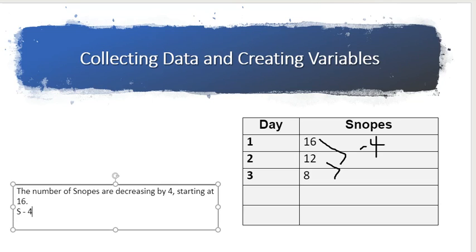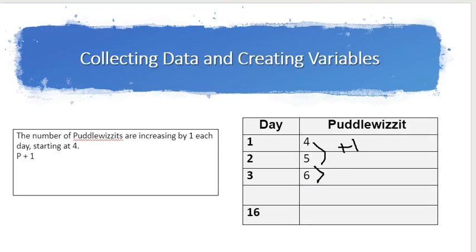Now, as we know, creating and developing patterns is a great math trick, but what's the point? In our case, we would like to go back to our chart and be able to predict how many Puddlewizzits will there be on day 16. Will we still have these mysterious creatures to enjoy? Will their numbers still be increasing?